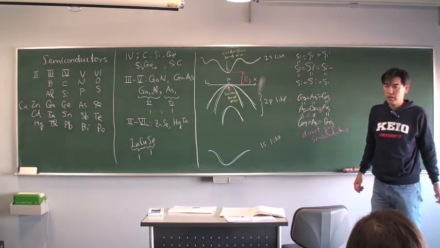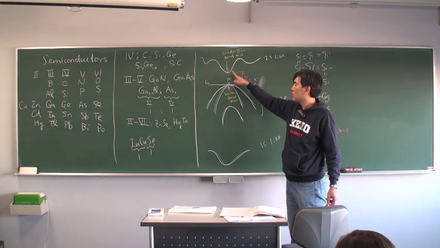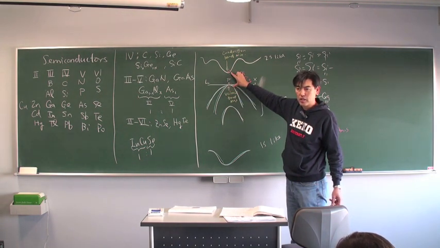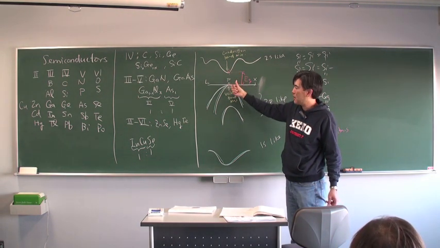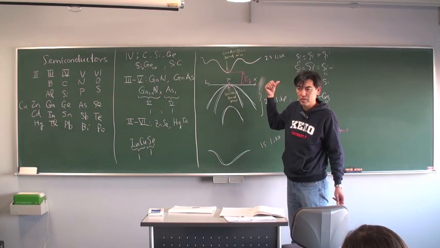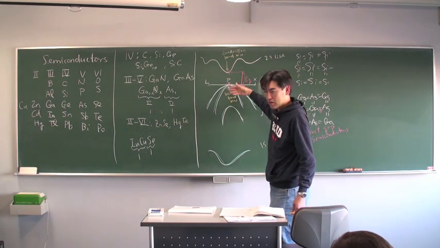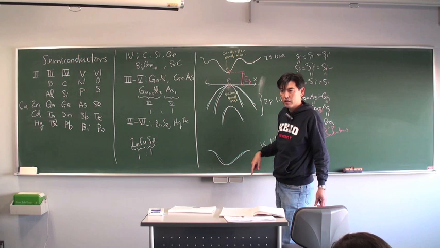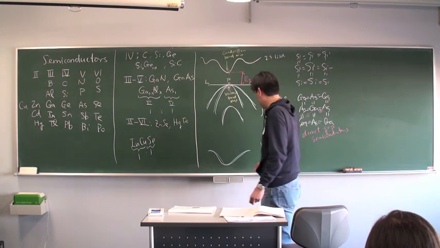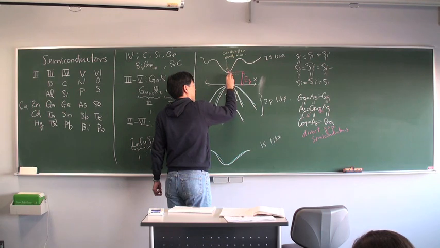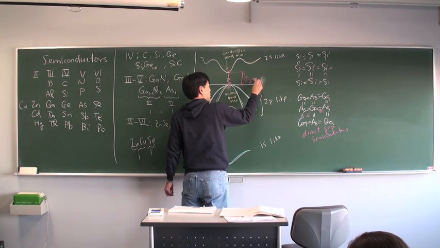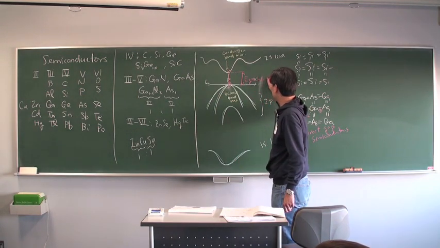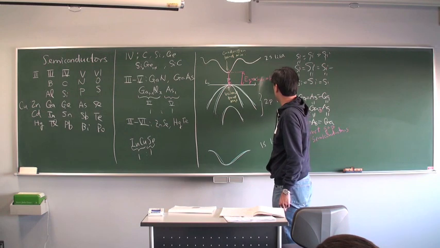So in this case, remember, when an electron goes back to here, the energy is gained, and such extra energy can be emitted as a photon, as light. Because the conduction band minimum is right above the valence band top, there's a direct gap. So when the electron falls back, energy can be emitted as a photon, and the photon has energy hc over lambda.